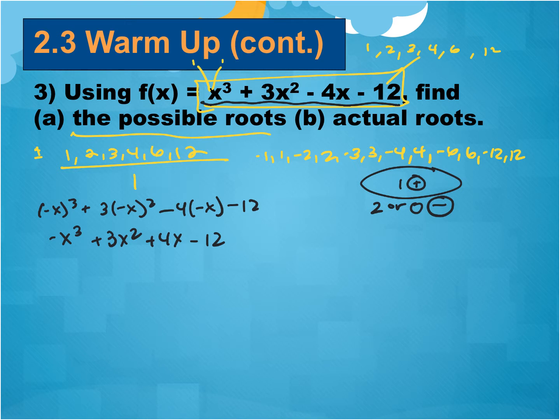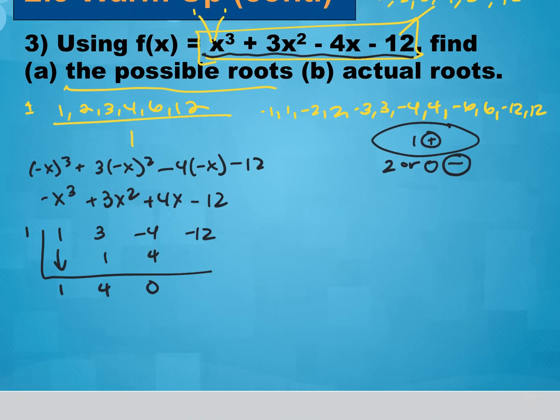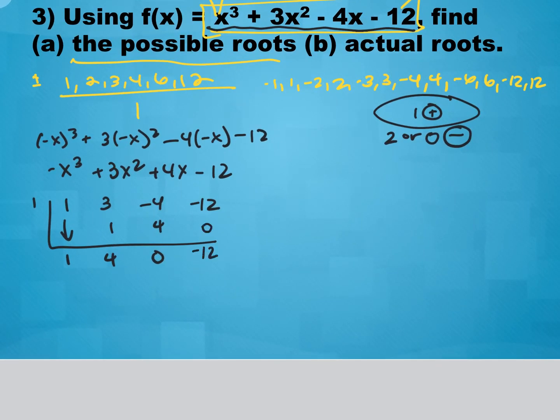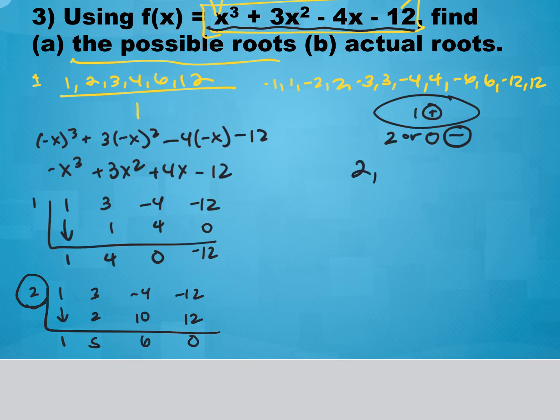So I'm going to start with the positives. I'm going to start with the positive 1 on the outside and then 1, 3, negative 4, negative 12. Bring down the 1. And it doesn't work, right? So then I go to 2. And that one works. So 2 is one of my roots.